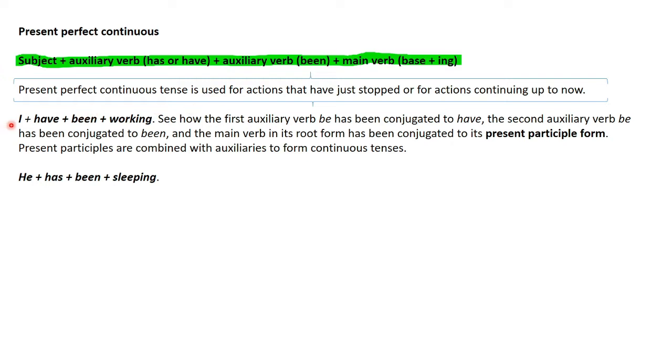Look at this example. I have been working. Subject I, have for the first person singular pronoun, been the past participle form of the verb to be, which remains unconjugated in all cases, and the present participle form of the main verb. So work becomes working. Similarly, he has been sleeping. So this is something that is continuing until now. He is still asleep. Similarly, I have been working. So I have been working until this point in time. These are actions that are continuing until this point.